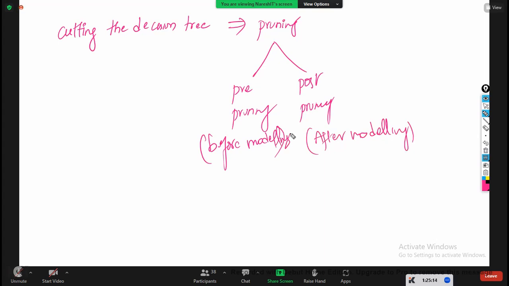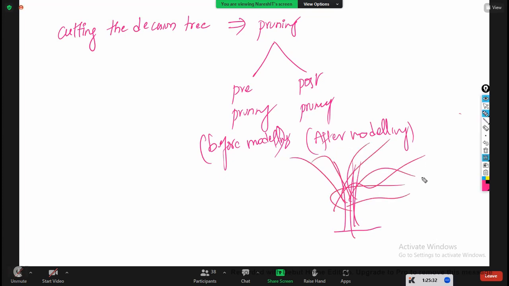Now, what is meant by before modeling and after modeling? Now you have a tree like this. First, you are going to bring the seeds and grow the tree. And the tree is going to grow. Once the tree is completely grown, after observing the tree, if it is disturbing you, then you are going to cut the tree. If the tree is not disturbing you, why would you have to cut it?